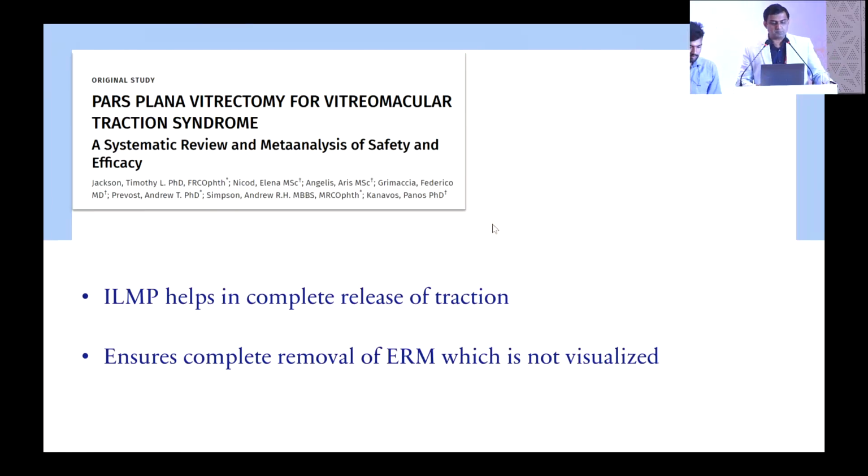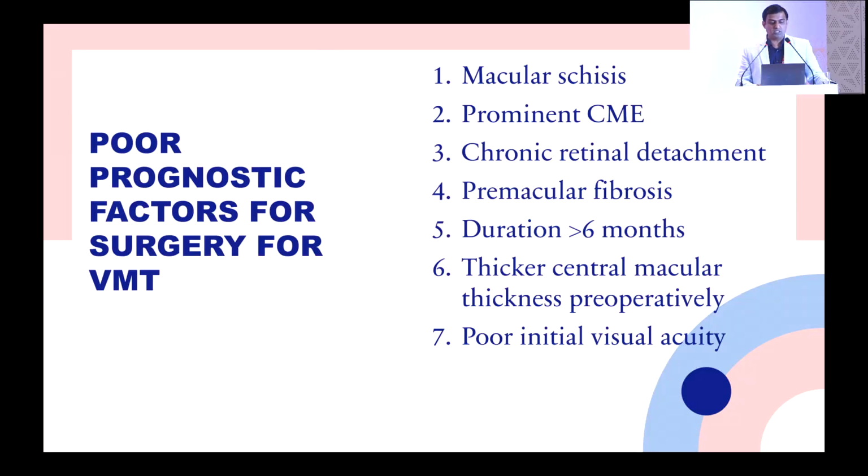Okay, so a systematic review and meta-analysis of the safety and efficacy of pars plana vitrectomy for vitreomacular traction syndrome showed that ILM peeling helps in complete release of traction and ensures complete removal of ERM. So what are the poor prognostic factors for the surgery for VMT? Could be macular schisis, prominent CME, chronic retinal detachment, premacular fibrosis of duration of more than 6 months.